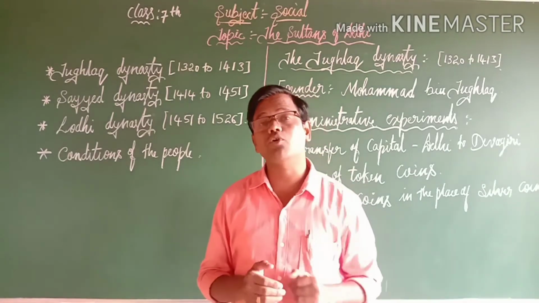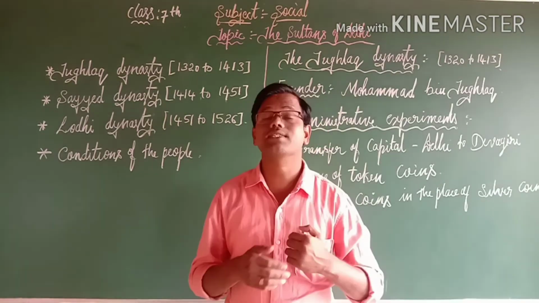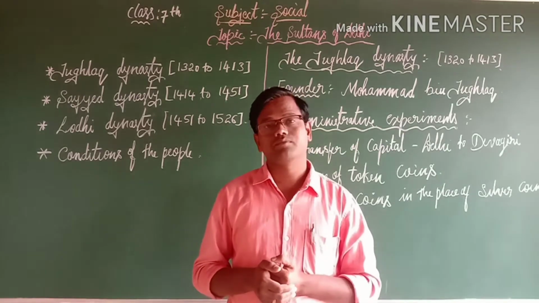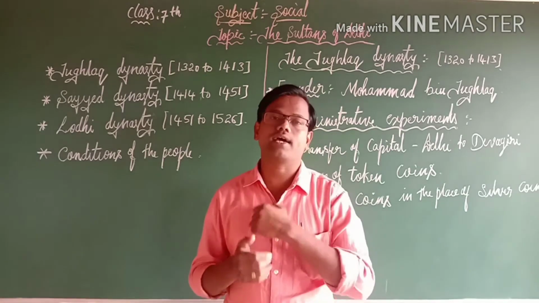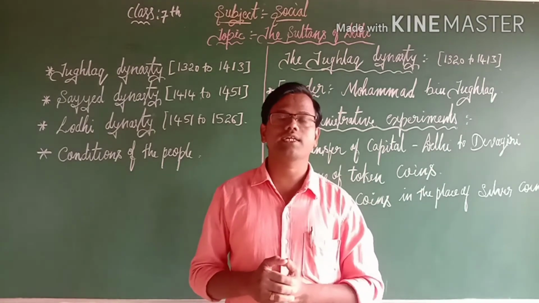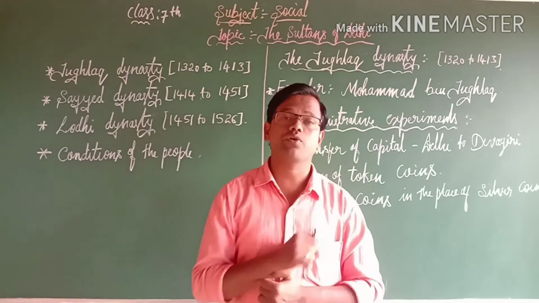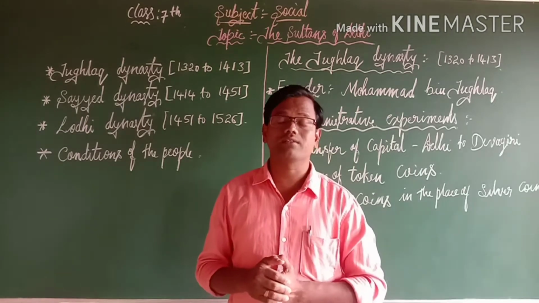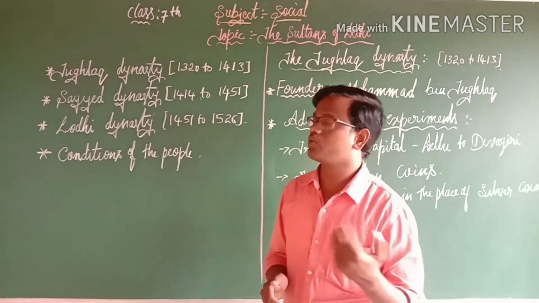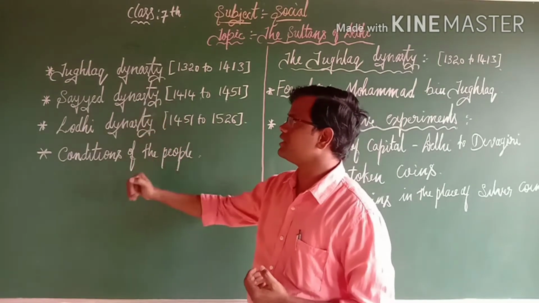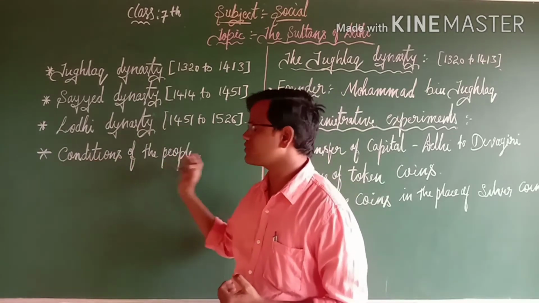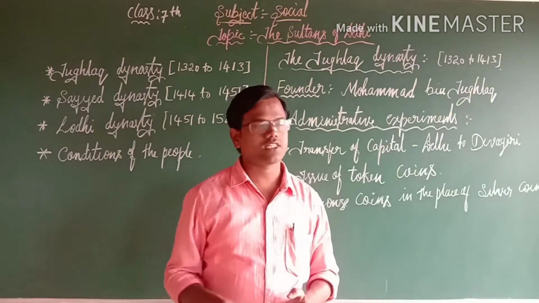Later, one more important point we had discussed, the Slave dynasty. In the Slave dynasty, the important king Qutbuddin Aibak and his achievements. And the second one, the Khilji dynasty. In that Khilji dynasty, we had discussed one very important notable king, whose name is Alauddin Khilji, and his achievements. In today's class, we are going to discuss the Tughlaq dynasty, Sayyid dynasty, Lodi dynasty, and what the conditions of the people were. So let us discuss one by one.